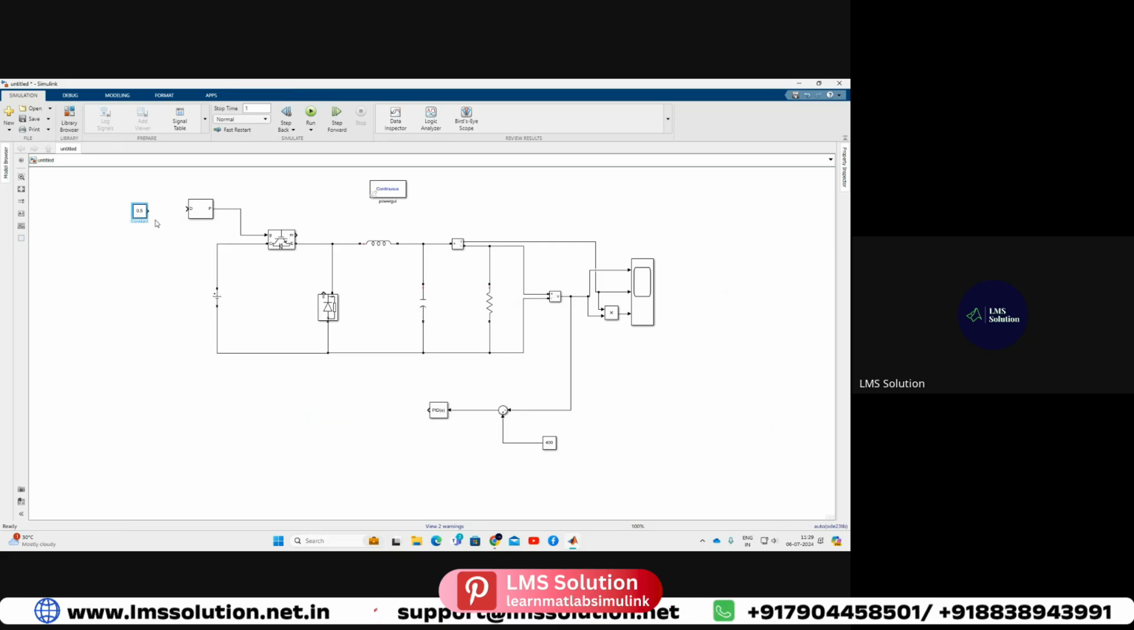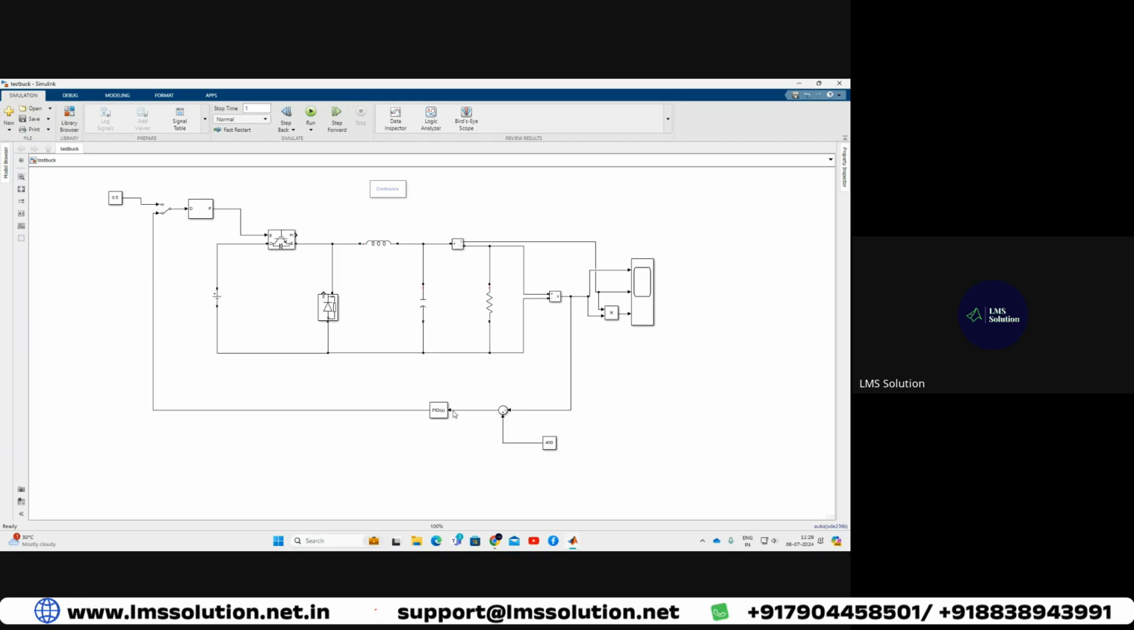I'm going to have a manual switch. I'm going to use a manual switch. The second input will be the output. That means from the PID, I'm changing the position. When the switch position is upper, then the system will be operating open loop. When it comes to the lower position, then it becomes closed loop control.